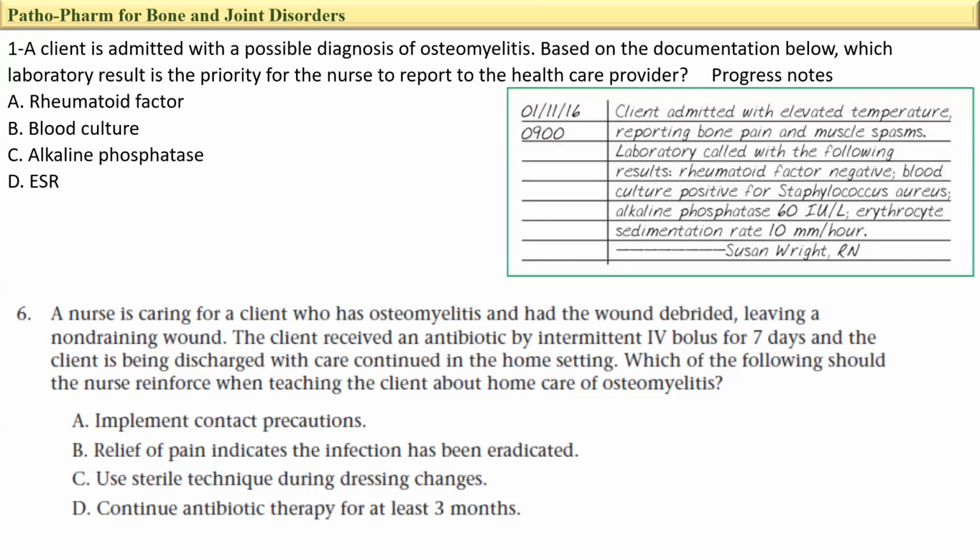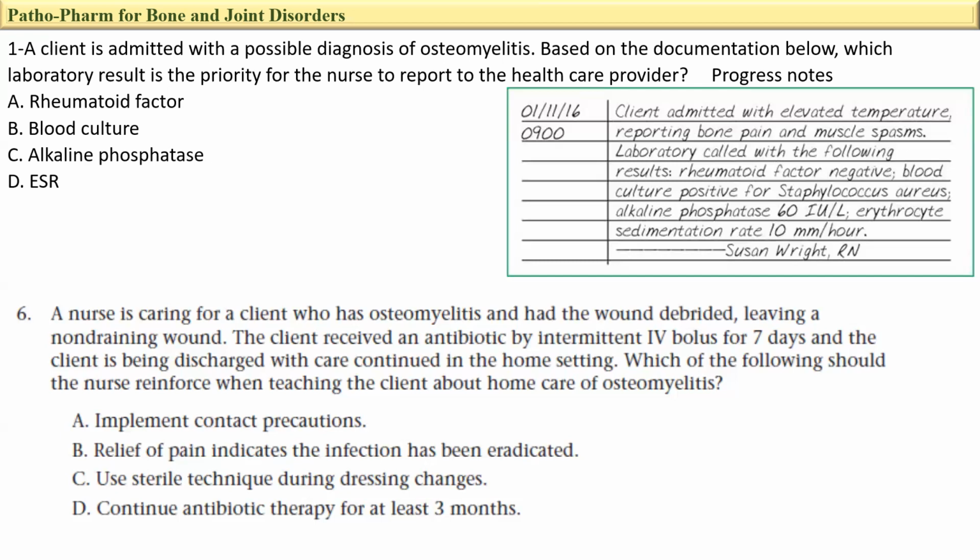Number 6. The answer to this question is continue antibiotic therapy for at least 3 months. Antibiotic therapy should be continued at least for 3 months. Some patients go home with an IV catheter in place, so the IV antibiotic can continue to be administered.